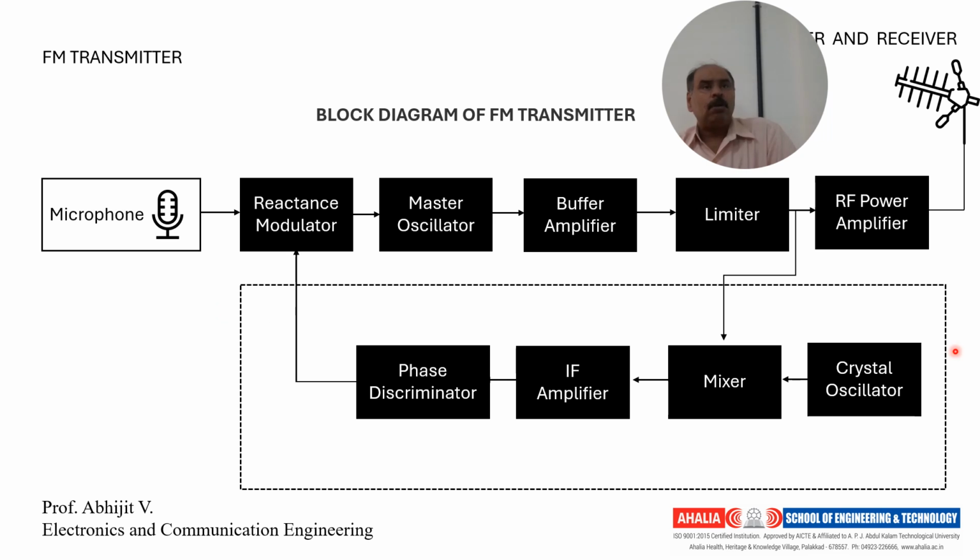So this is a basic block diagram of an FM transmitter. I'm going to explain to you the functions of each block in the coming slides. Every block has a purpose. We'll see what is the need for every block and how a frequency modulated signal is being generated using our basic electronic circuitry.